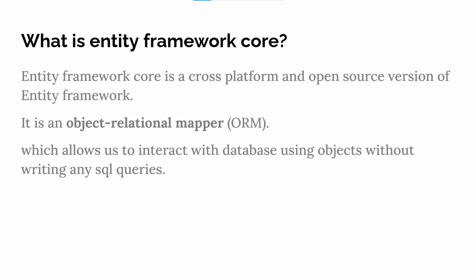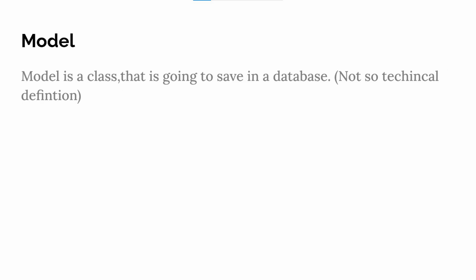Now we will discuss some more terms related to Entity Framework Core. First one is model. Model is a class that is going to save in a database.